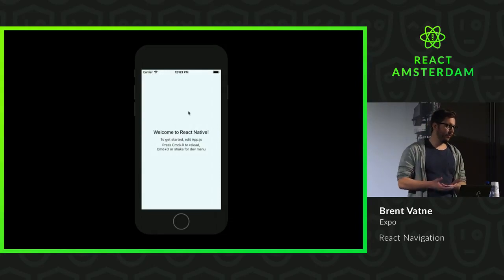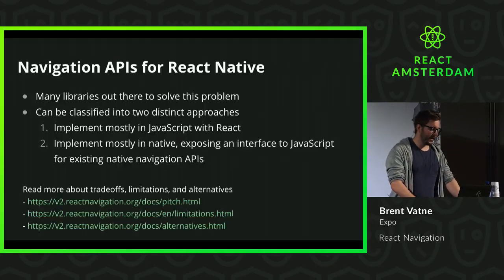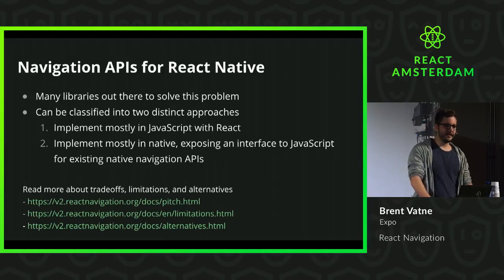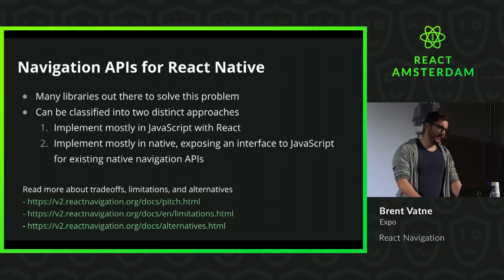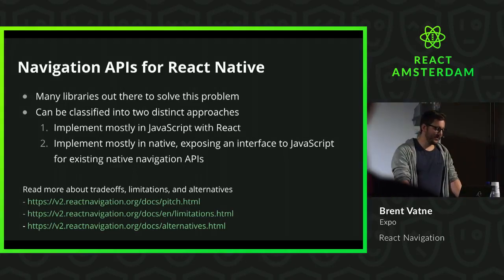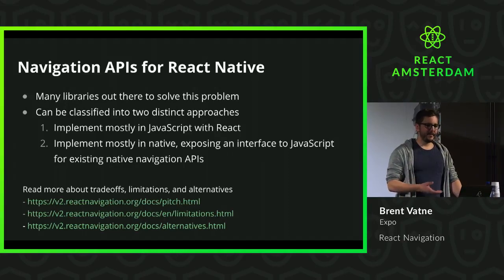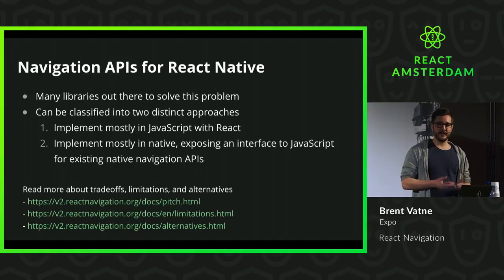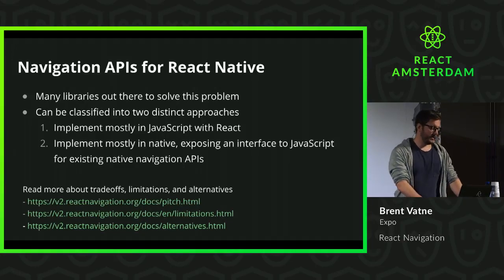So basically, what are we going to do to take care of this? There are a lot of navigation libraries out there. I think this is one of the things that most trips people up when they're coming into React Native. But if we ignore the API differences and the superficial implementation details, what you end up with is two categories of navigation libraries. There are libraries that are written mostly in JavaScript and libraries that are written mostly natively. React Native Navigation, I think, is the most popular library written natively.